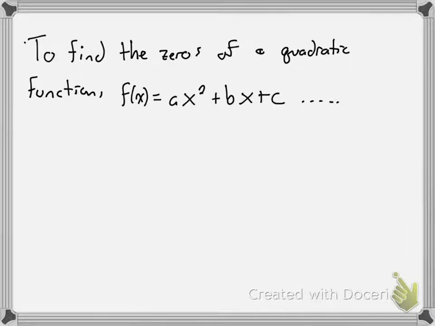To find the zeros of a quadratic function, let's say we have an equation in standard form, f of x equals ax squared plus bx plus c. Since we want to know the solution where f of x equals 0, we're going to set the whole equation equal to 0. We're going to change f of x to 0. So whenever we see a quadratic equal to 0, we're going to try to solve for it and find values for it.